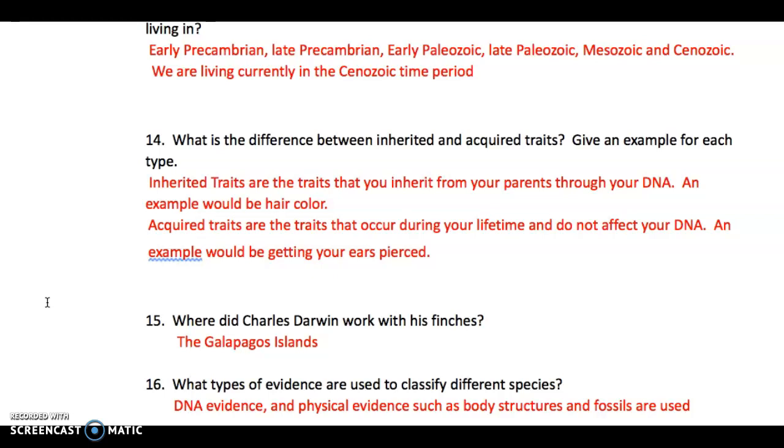Acquired traits are things that happen during your lifetime. They're not in your DNA. So an example would be like getting your ears pierced. If you get your ears pierced, your kids aren't born with holes in their ears. If I work out at the gym a whole bunch and I get really big muscles, my kids will not be born automatically with big muscles. Those are acquired traits, things I've acquired during my lifetime. They don't affect your DNA, and that's really important. Okay.